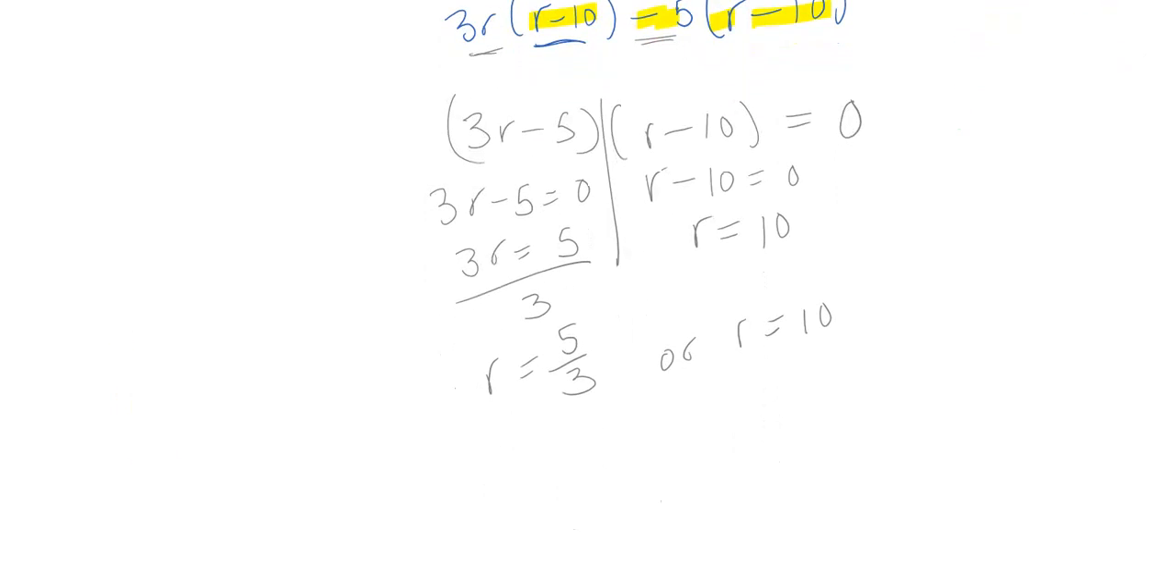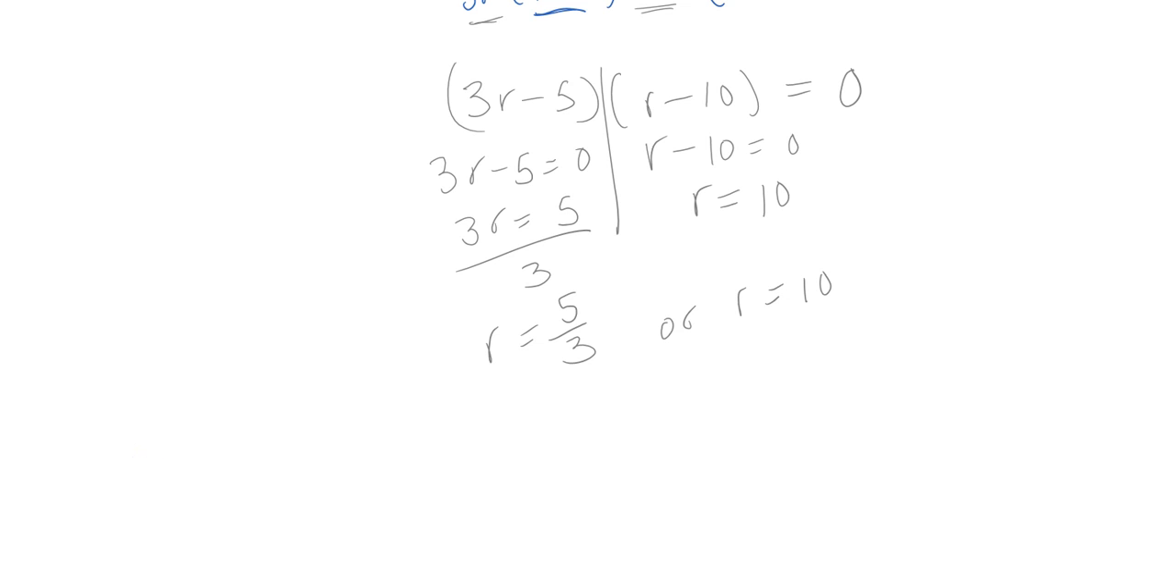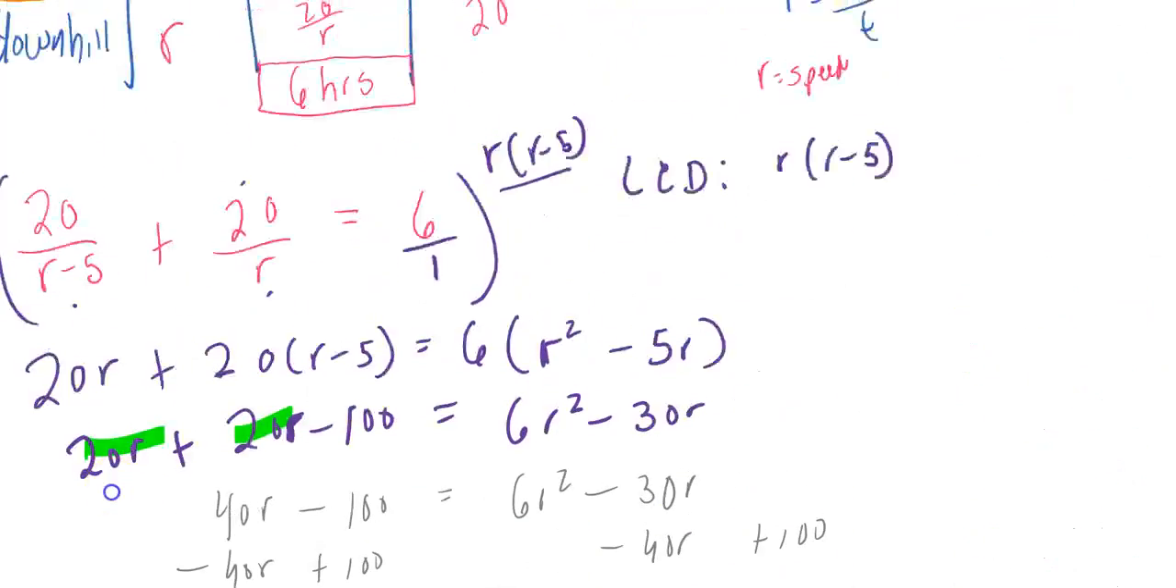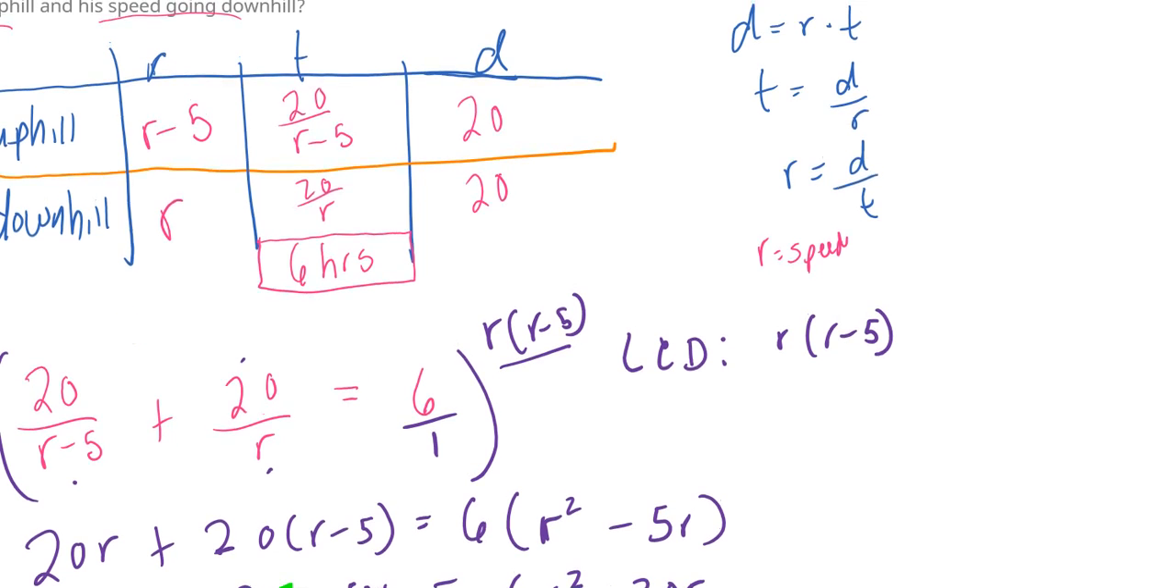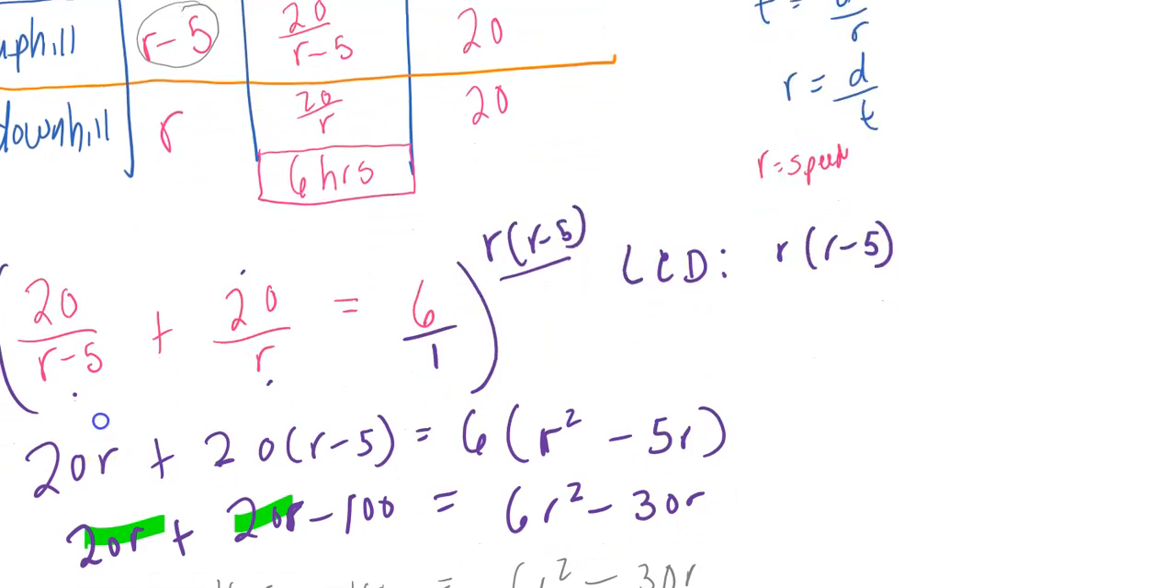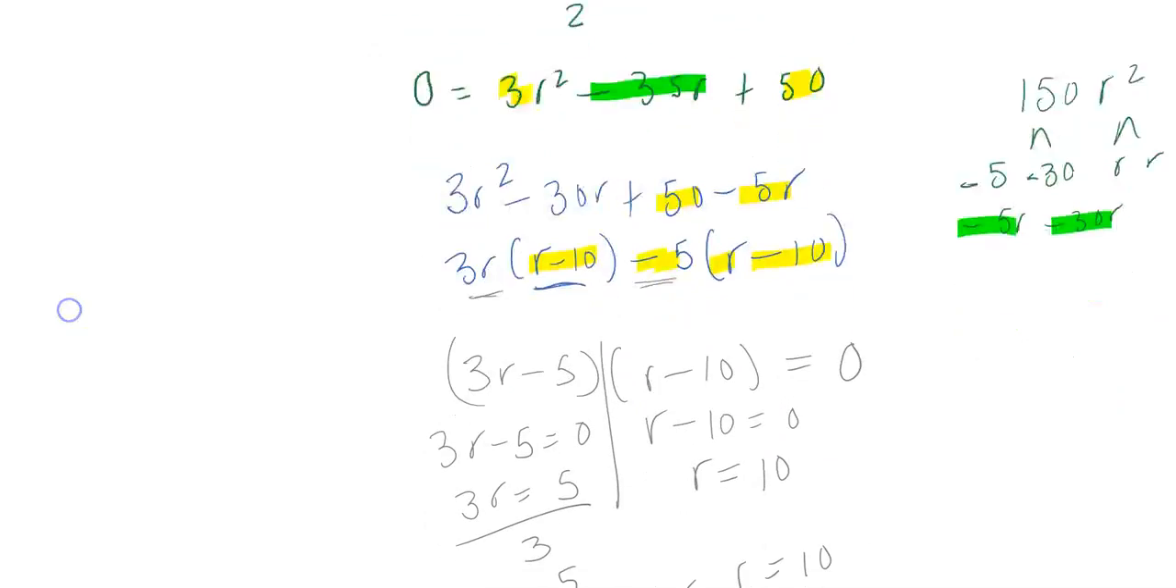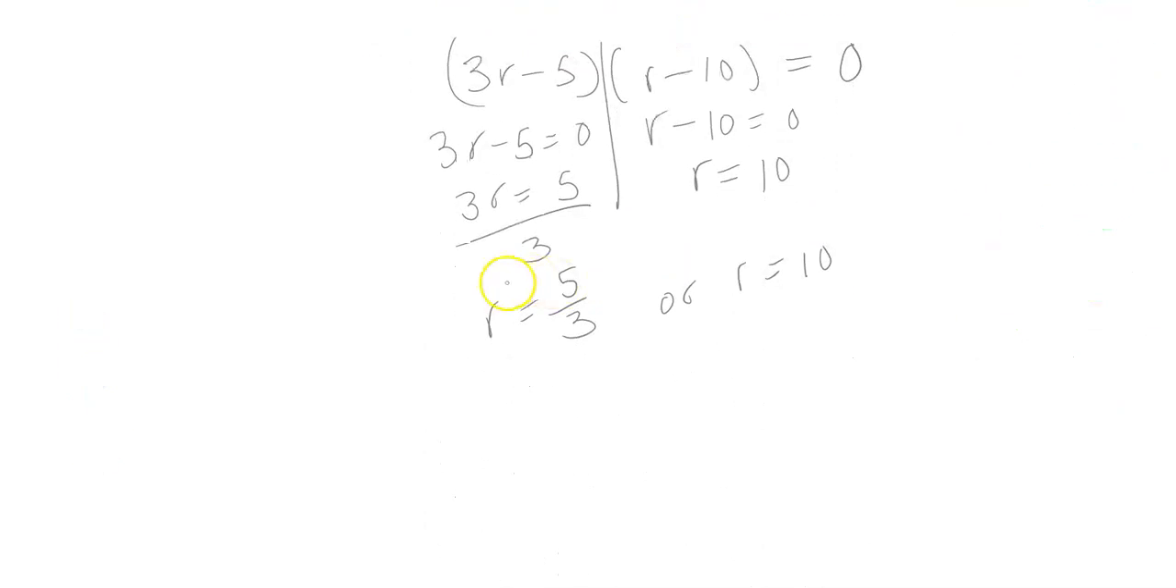We'll need to discard that 5/3 because if you remember the uphill term for rate was r minus 5. And if we slip a 5/3 there, we'll have a negative value. 5/3 minus 5 is negative, so that's not going to be a possibility as far as a solution goes. But 10 is a real possibility, and that ends up being our solution.